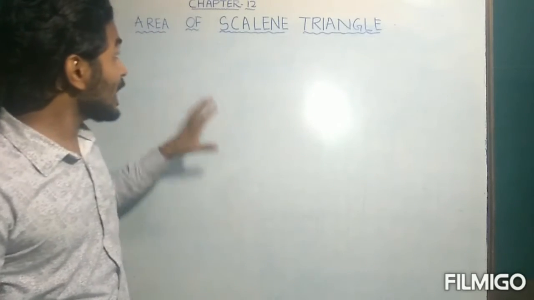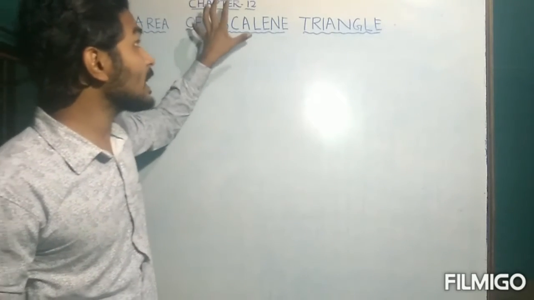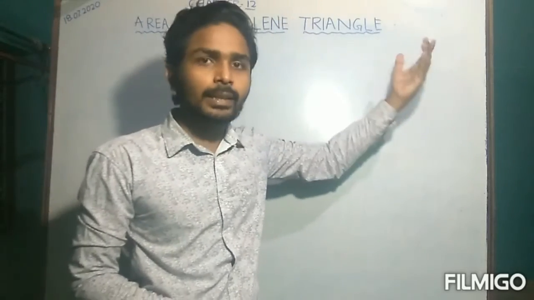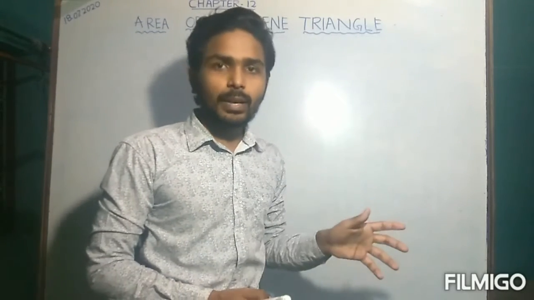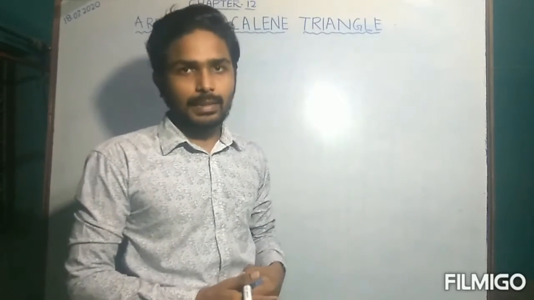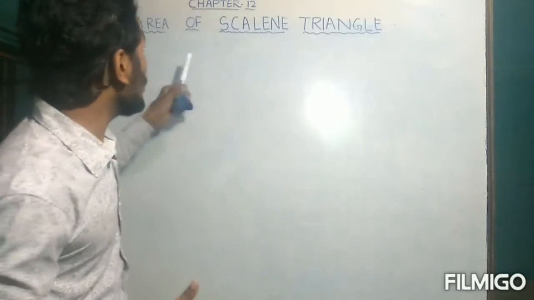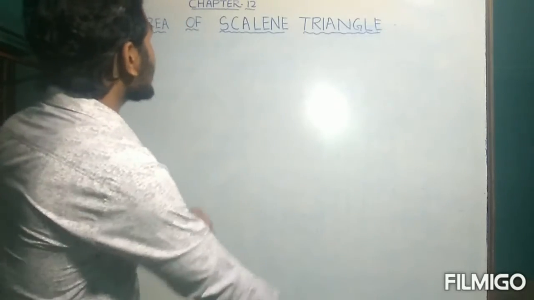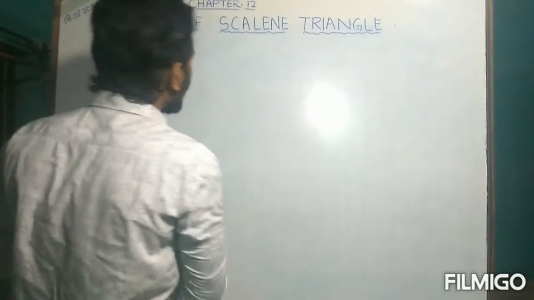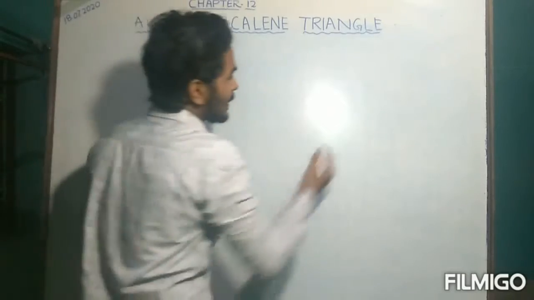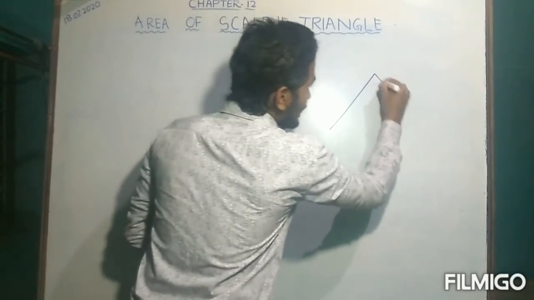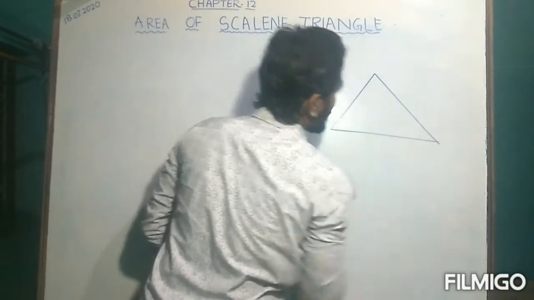Clear? So by using Heron's formula, we can calculate not only the area of a scalene triangle but also the area of both equilateral as well as isosceles triangles. So let's see how we can calculate the area of a scalene triangle. First of all, we will take a scalene triangle. Suppose this is a scalene triangle.